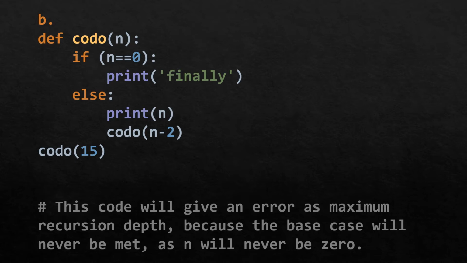So it will not stop executing. That means termination condition will never be satisfied. So this code will give an error as maximum recursion depth will be reached and base case will never be met as n value will never be 0. So this piece of code will raise an error.